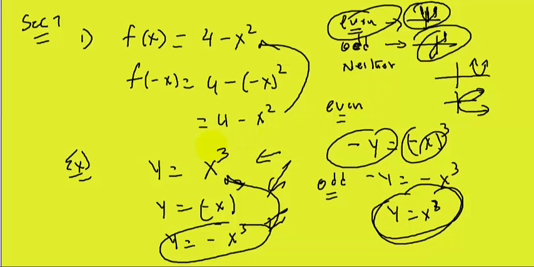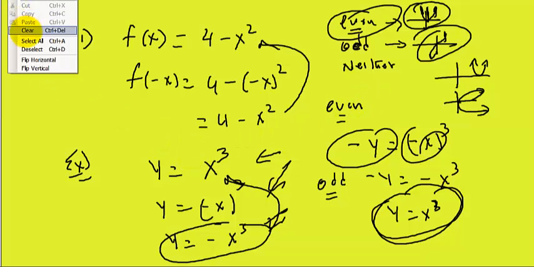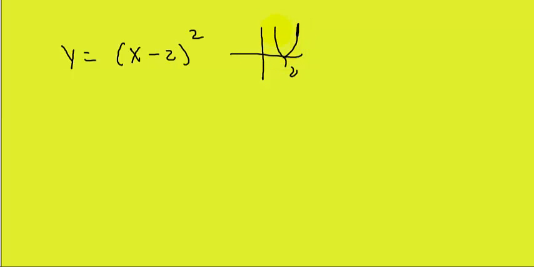So what about neither? Let me do an example of neither. Let's say you have y is equal to x minus 2 squared. That's a parabola that's moved 2 steps to the right, so it's going to be like that. Is that even or odd?